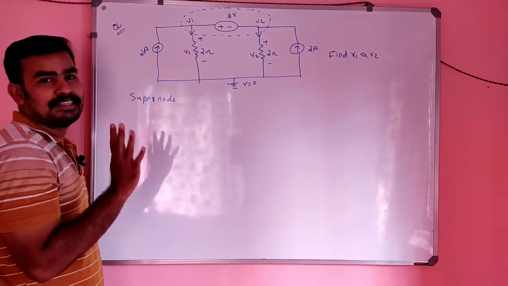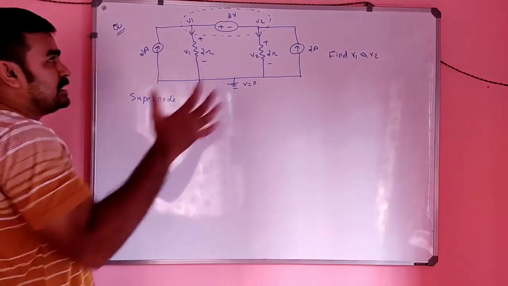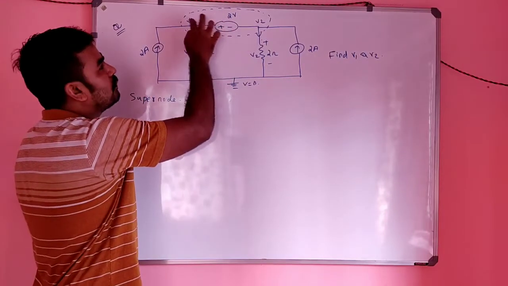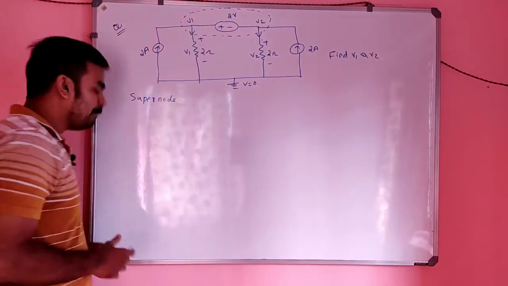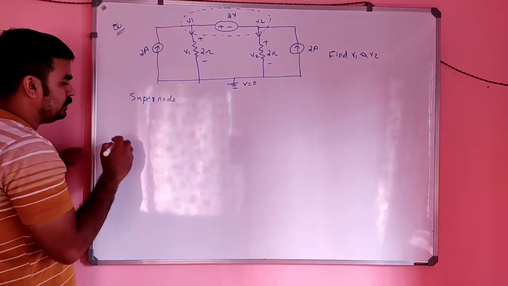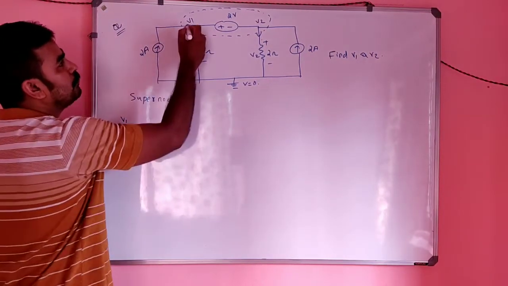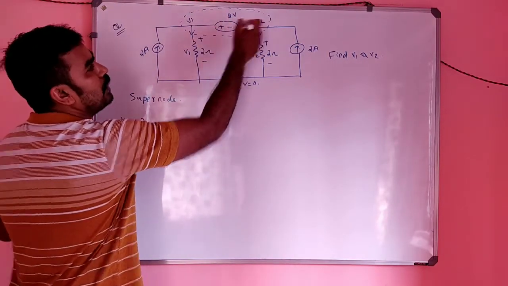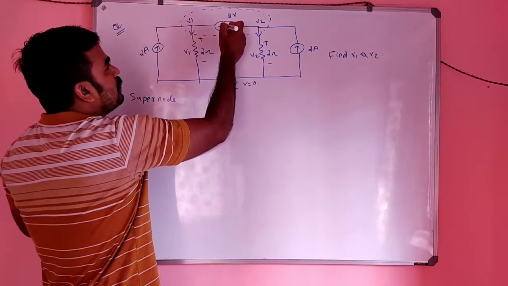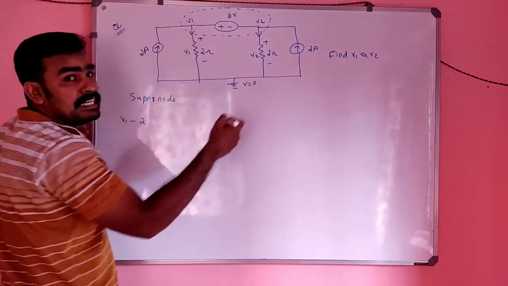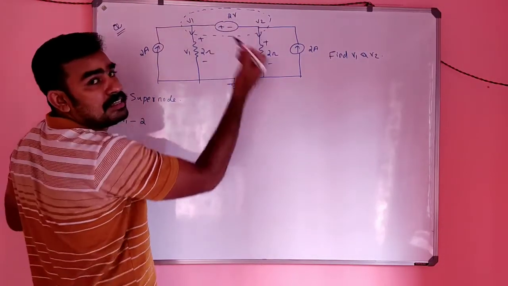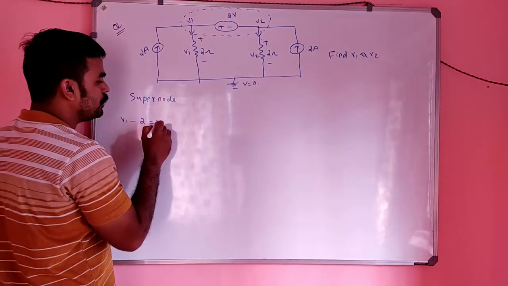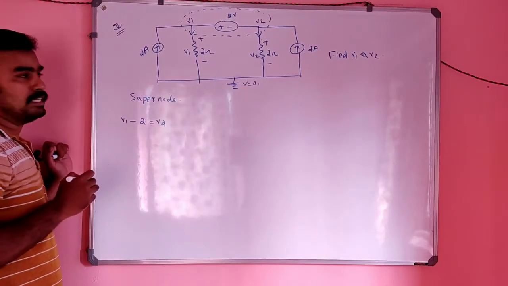What will be the steps for doing this? The first step is to write the equation for this supernode region. I can write like this. See, V1 minus 2, because when I am moving from here to here, plus 2 minus means there is a decreasing potential. It will be V1 minus 2 equal to V2.